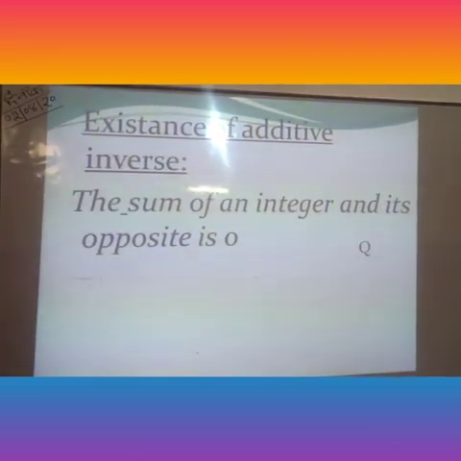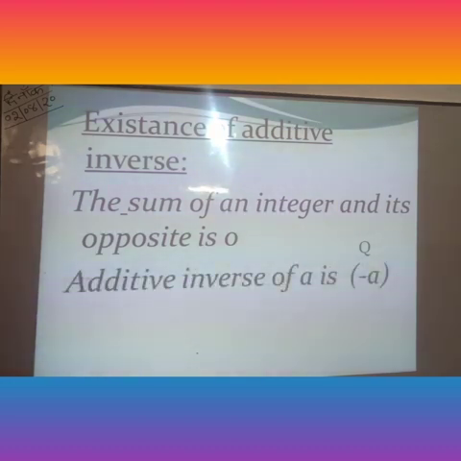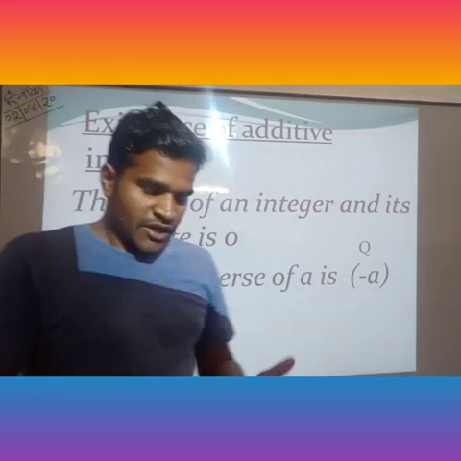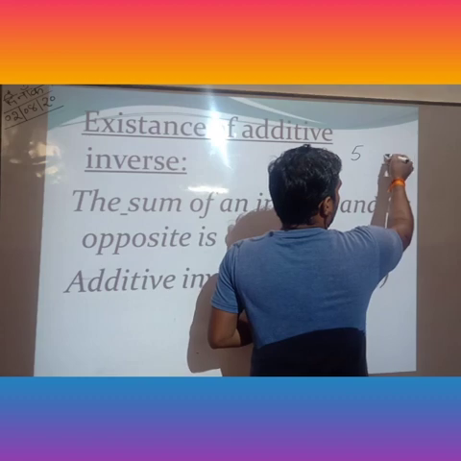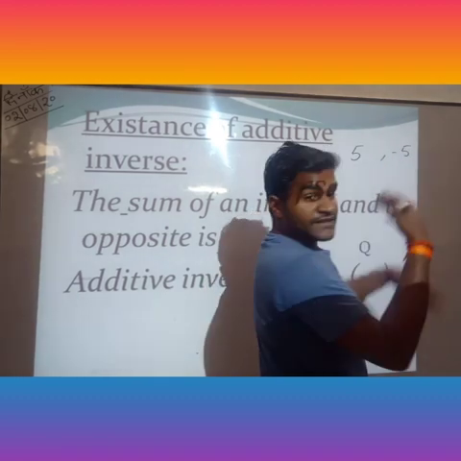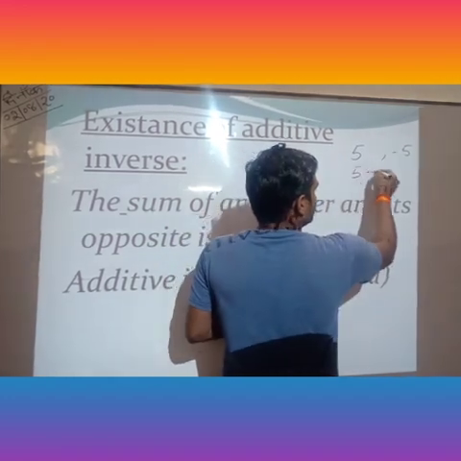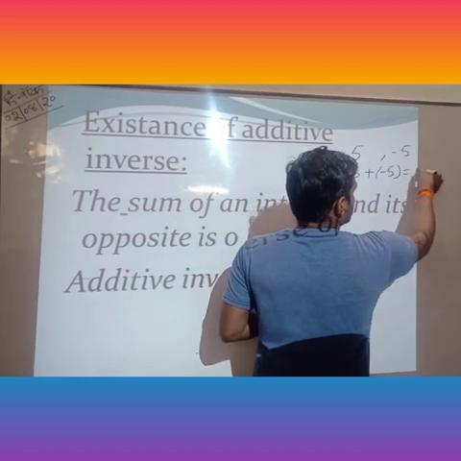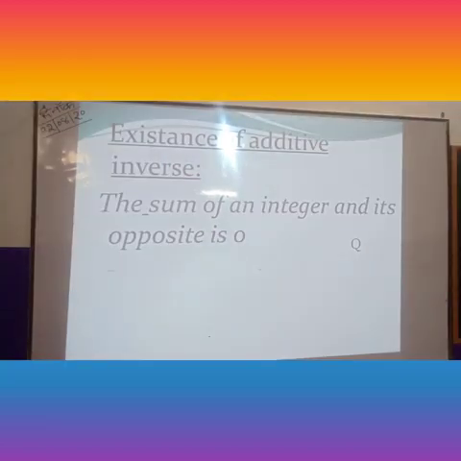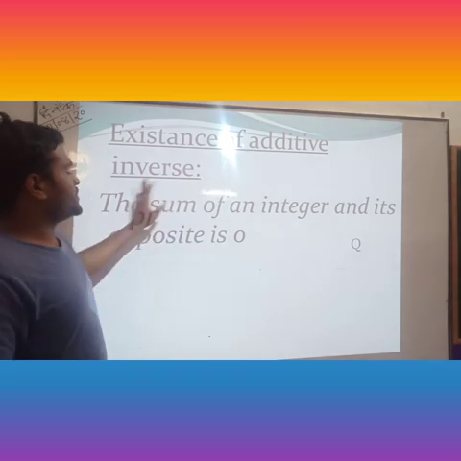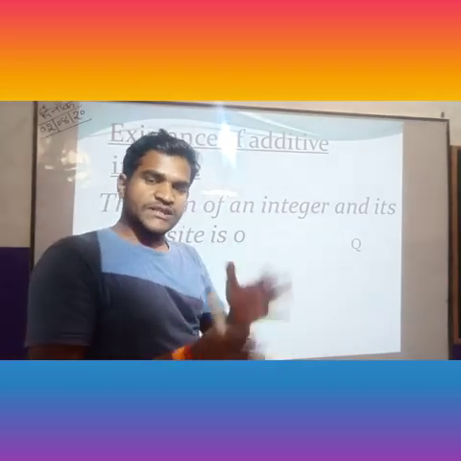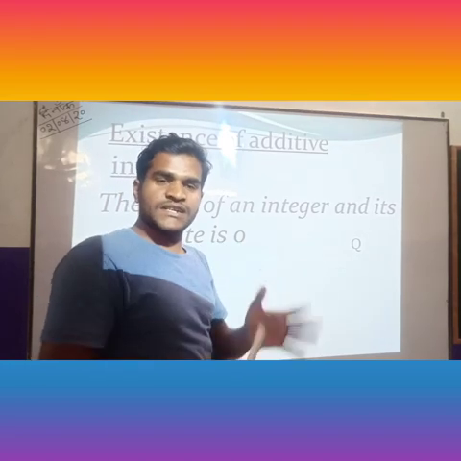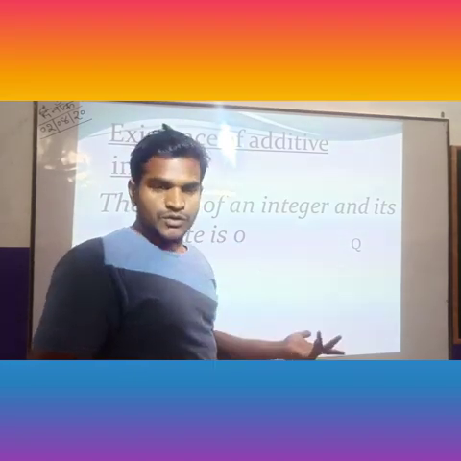Next, existence of additive inverse. Suppose we take two integers 5 and minus 5 and add them: 5 plus minus 5 is equal to 0. When we add two integers and the result is 0, then each integer is called the additive inverse of the other.